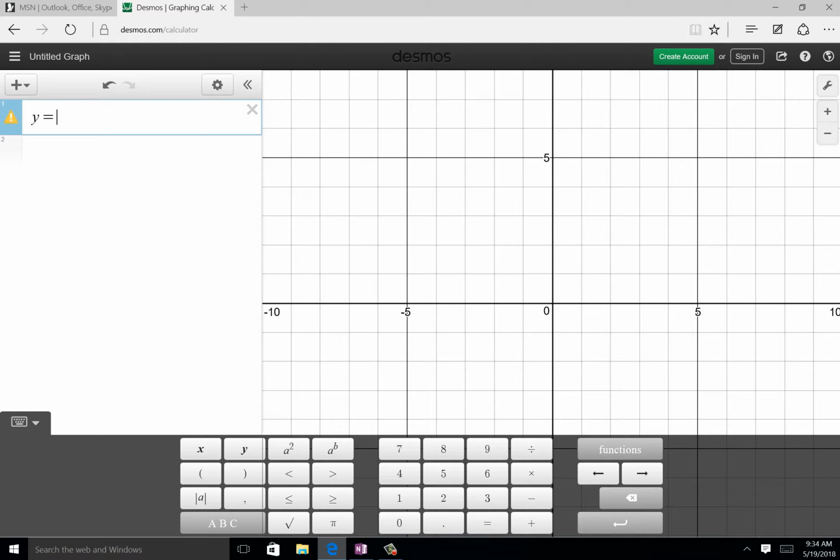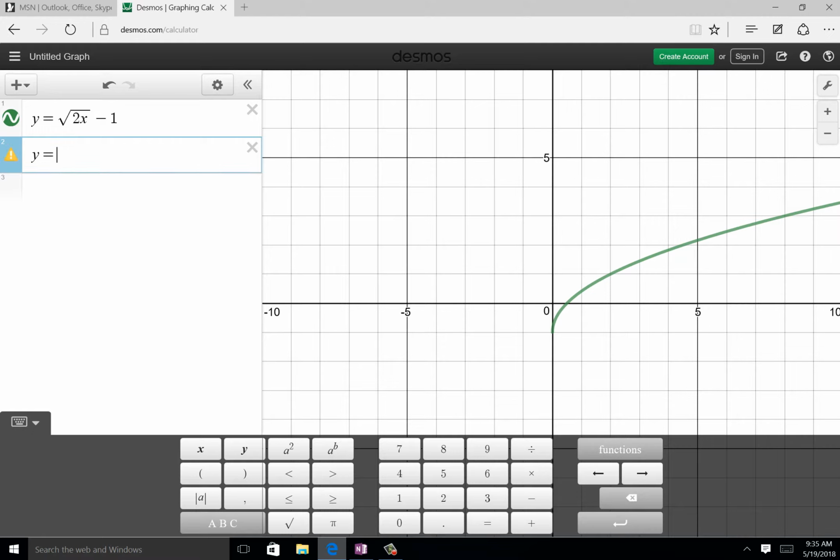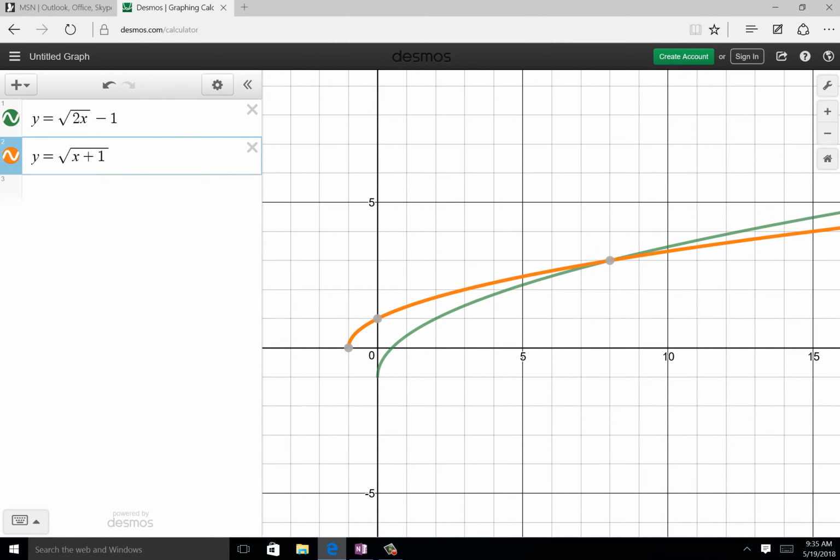Equals, let's see, we got a square root of 2x. Now I have to be careful because I don't want the minus 1 to be underneath that radical, so I'm going to push my little arrow. Make sure I don't have that. Y equals square root x plus 1. Right, and sure enough, there's my one solution right there at 8. Which is what I would have predicted when I did this.